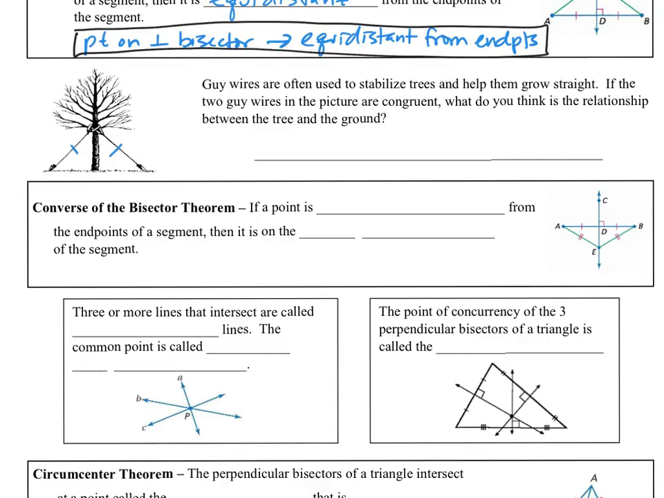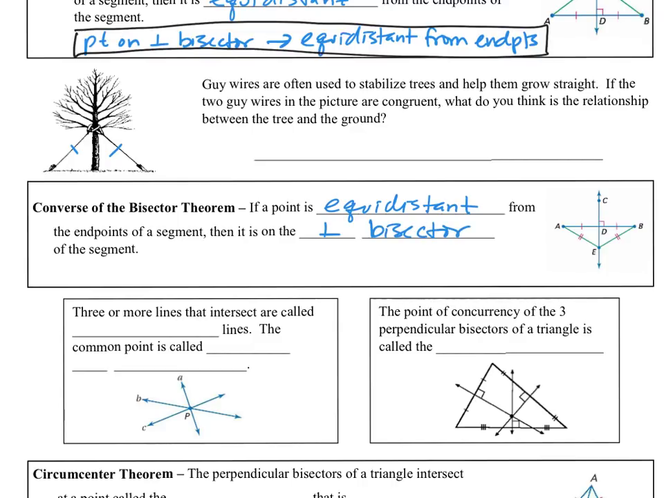Well, this is just the converse of the perpendicular bisector theorem that said if a point was on a perpendicular bisector, it was equidistant from the endpoints. Well, here we have a point that is equidistant from the endpoints, so our conclusion can be that that point right here is on the perpendicular bisector of the segment. So the converse of the bisector theorem says if a point is equidistant from the endpoints of a segment, then it is on the perpendicular bisector of that segment.